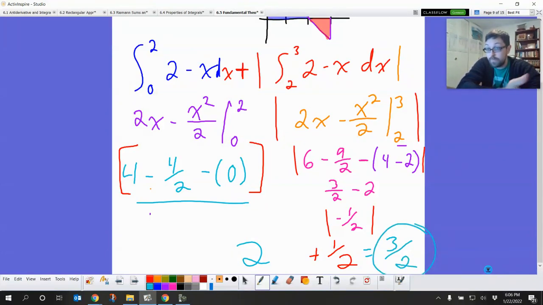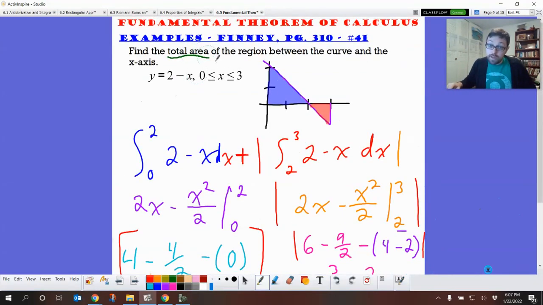Now again, if you had just found the antiderivative from 2 to 3, you would have gotten, I didn't even add those right. This should be 5 halves. So if you had done it incorrectly and done from 0 to 3, you would have gotten 3 halves. You would have done 2 minus a half. But this asked for the total area of the region between the curve and the x-axis, so we needed to make this region positive. If they just asked to find the antiderivative from 0 to 3, then yeah, integrate, be done.